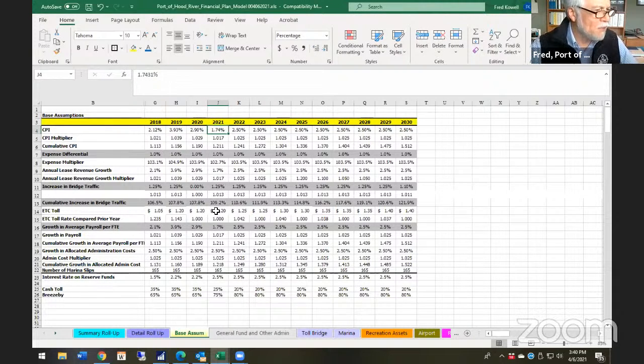But the piece that I want to talk about in the model is this piece, this ETC toll. So what we've done in the past is we would go about 5 years with the toll increase, but a toll increase after 5 years was much more significant.